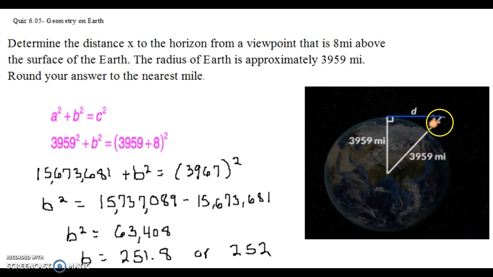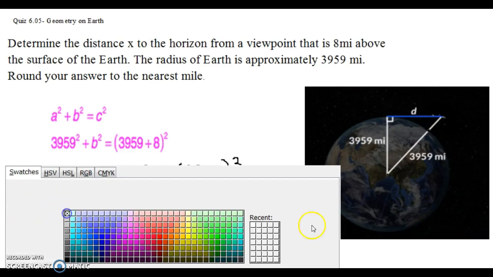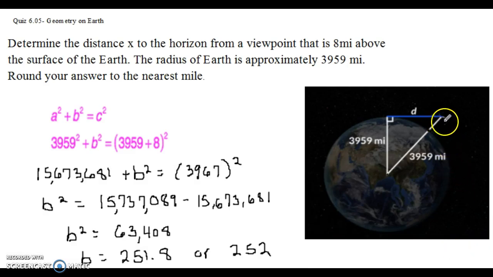So they're always going to be giving you this extra distance that's out here. So they say determine the distance x to the horizon from a viewpoint that is 8 miles above the Earth's surface. So this section here is what's going to be the 8. So from here to here is 8. You're looking for this distance d here, so that's your x value.